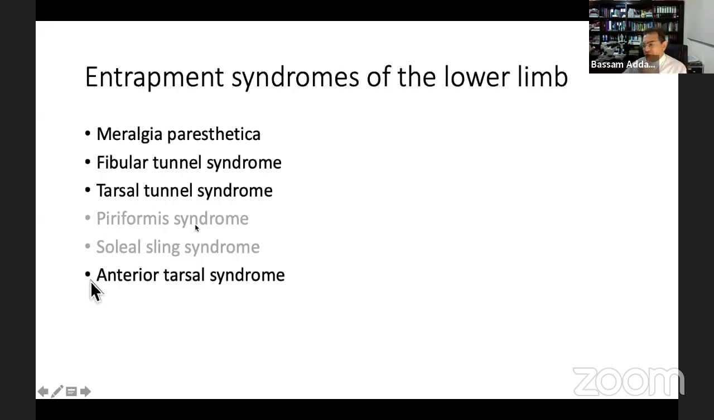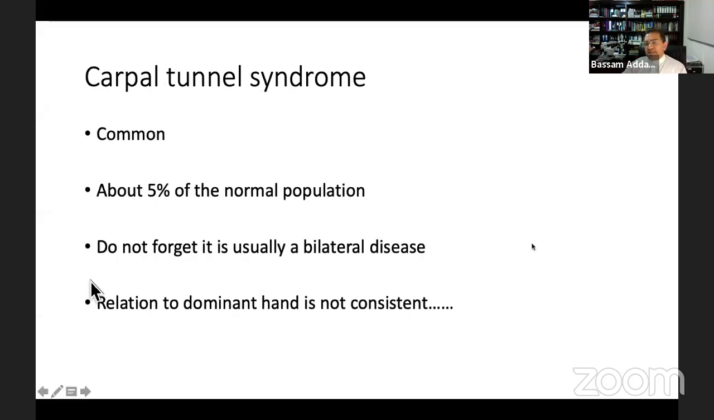Again, you have the so-called piriformis syndrome. You hear this diagnosis given to so many patients. This syndrome is highly, highly controversial. And again, I have never seen one. Maybe they saw me, but I don't remember that I diagnosed one or treated one, as well as the soleal sling syndrome. And this is my personal opinion. And rarely there is a form of entrapment called anterior tarsal syndrome that involves the entrapment of the deep peroneal nerve. Let's start with the most common one, the carpal tunnel syndrome.